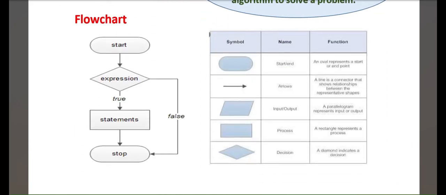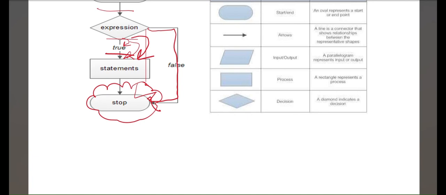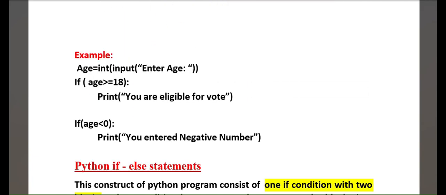What is its flowchart? We are going to see its flowchart also. First it starts, then the expression, then if true, then the statement. But if the expression is false, then it stops automatically. If the expression is true, then it executes the statement. But if the expression is false, it automatically stops. Now let's go to the next part.